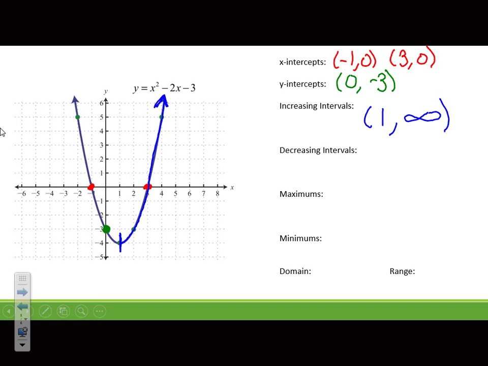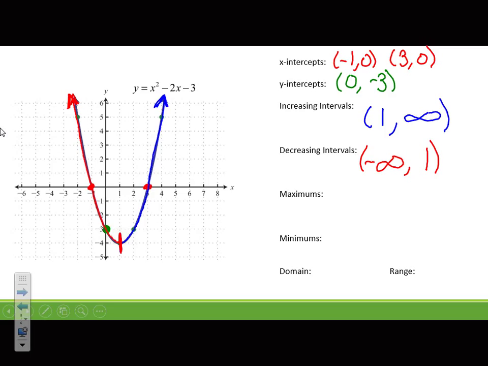Now we're going to be decreasing. So we're going here, and we're going down all the way to here. Since we're going forever in the negative direction, it's negative infinity all the way to our x value right here, which is 1. So we're writing those in interval notation.